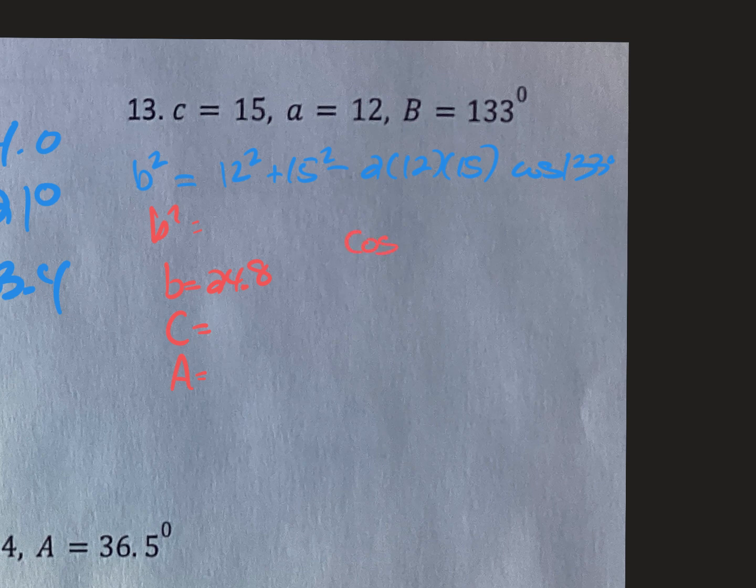So I'm gonna go cosine C equals c squared, which is 15 squared, minus a squared minus b squared, over negative 2 times 12 times 24.8. We just found b, so we can do it that way now. Gonna punch that in, and don't forget when you punch that in, you gotta hit second cosine to get that angle. I'm getting 26.2 degrees. Then to find angle A, I'm just gonna do 180 minus the 133 minus the 26.2. I'm getting 20.8 degrees. That's all you're gonna do on that one.